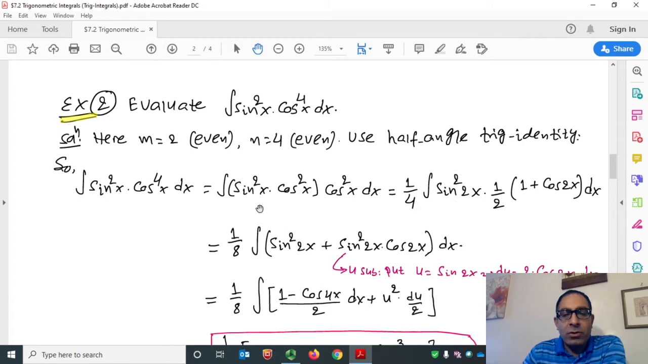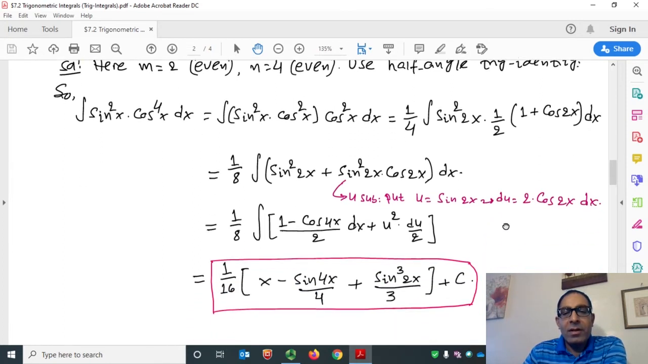So this is what we got from this first term. Now inside the bracket, cosine square x becomes 1/2 times 1 plus cosine 2x. Great. And then next, let's pull the constant outside. So 1/4 times 1/2 is 1/8. Integral, sine as it is. Then multiply the sine square 2x inside. So sine square 2x times 1 is sine square 2x, plus sine square 2x times cosine 2x, dx. Great.